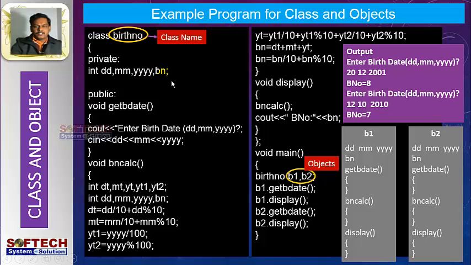Usually, to protect the data members and to protect the program, data members are declared under the private access modifier. If they are under the private section, we can access them within this class only. We cannot access them outside the class or through an object. For security purposes, since the data member is the raw material, we protect it through the private access modifier. So here we have private integer dd, mm, yy, bn. These are all the data members.